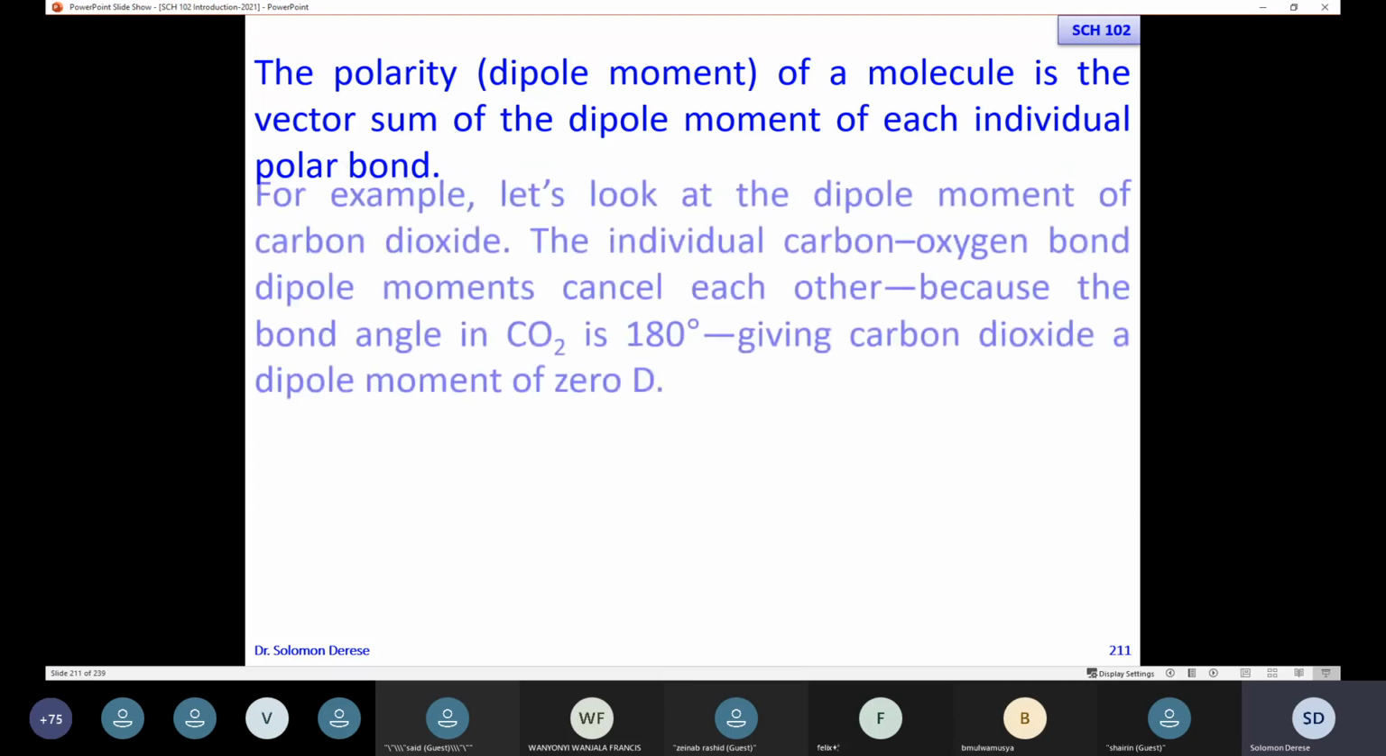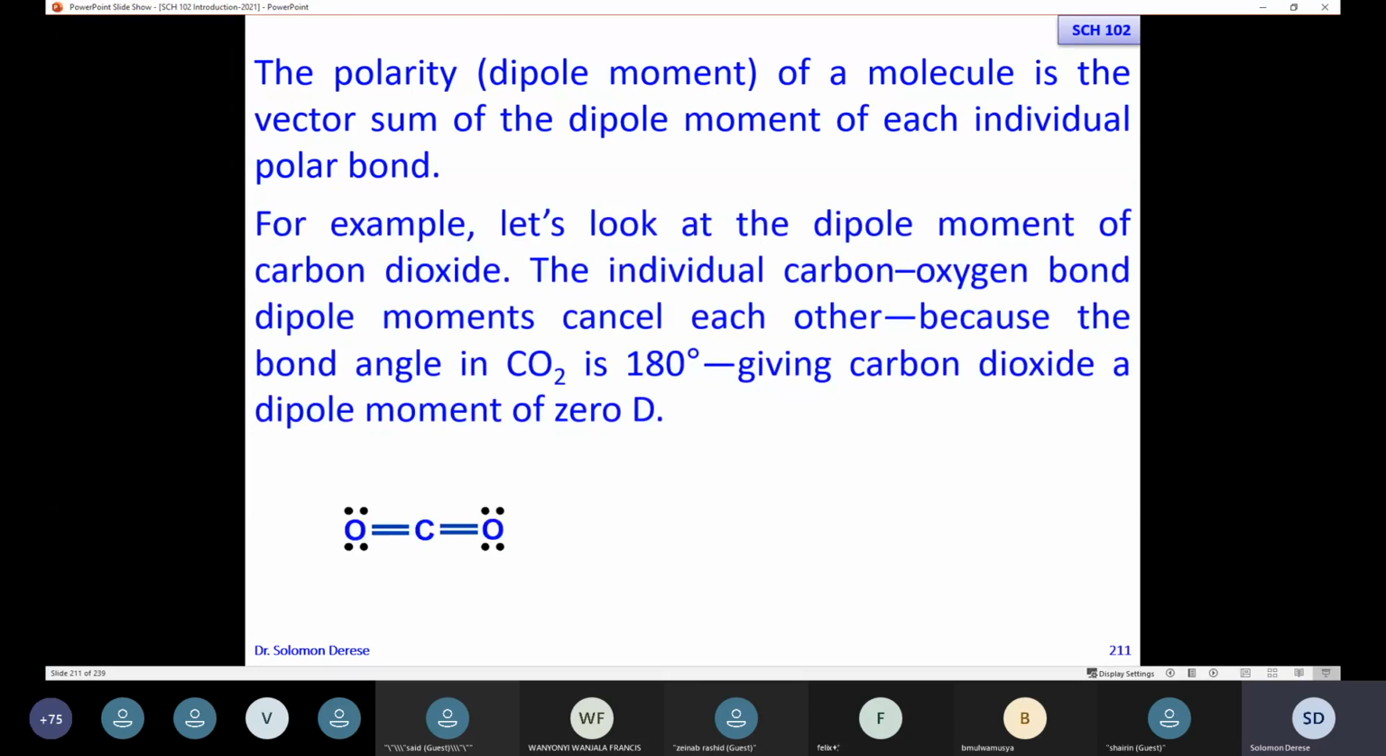Now as a result, let's look at carbon dioxide. In carbon dioxide, we have two carbon-oxygen bonds. This is the structure of carbon dioxide. You have carbon double bond oxygen, carbon double bond oxygen, with two lone pairs of electrons on each of the oxygens. If you draw the Lewis structure of carbon dioxide, this is what you get.